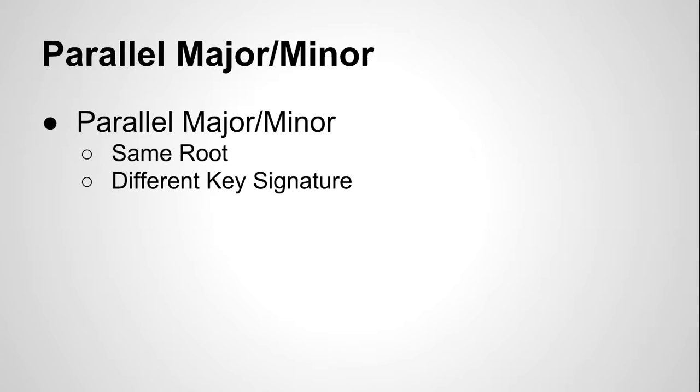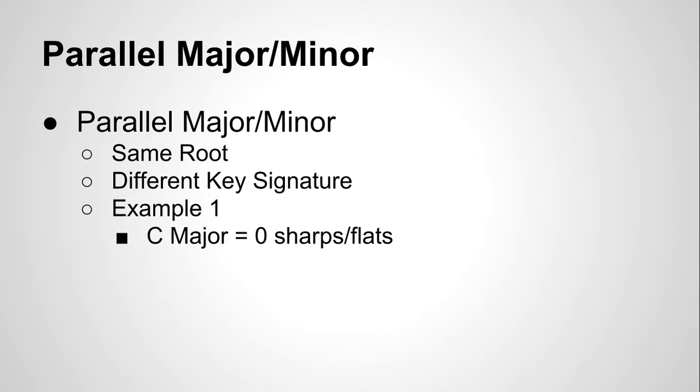So now, the focus of this lesson really is about parallel major and minor. We want to see if you can find the pattern, if you know a major key, if you can figure out what its minor key is. So, what does parallel major and minor mean? It means you have the same root, but different key signatures. So I'm going to give you an example to start with.